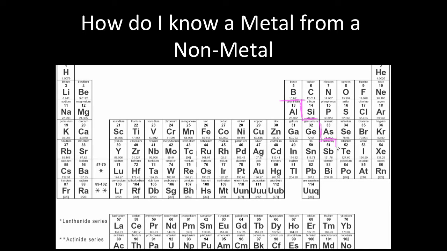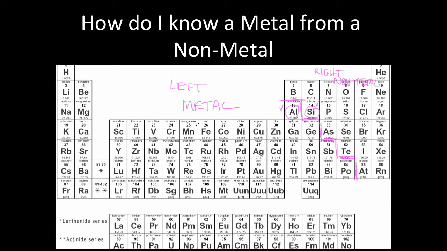So if you look right here on the top of the periodic table where the stair step begins, aluminum is a metal and silicon is a nonmetal. So everything to the left is a metal and everything to the right is a nonmetal. So oxygen, and we know that oxygen is not a metal, it's not shiny. I can't hold it in my hand like I can hold zinc or magnesium or calcium.